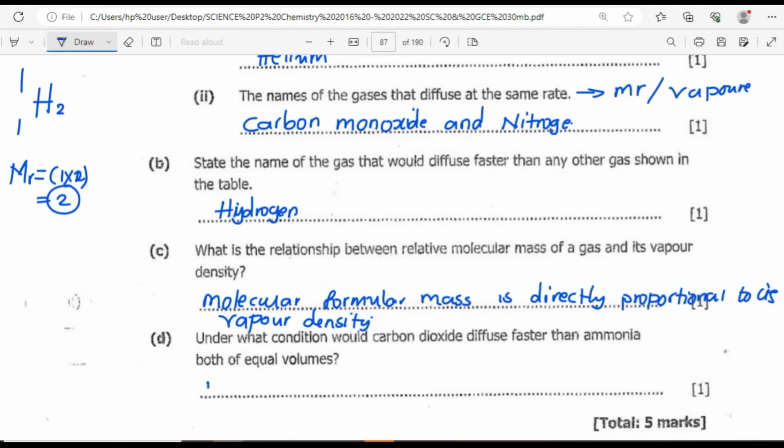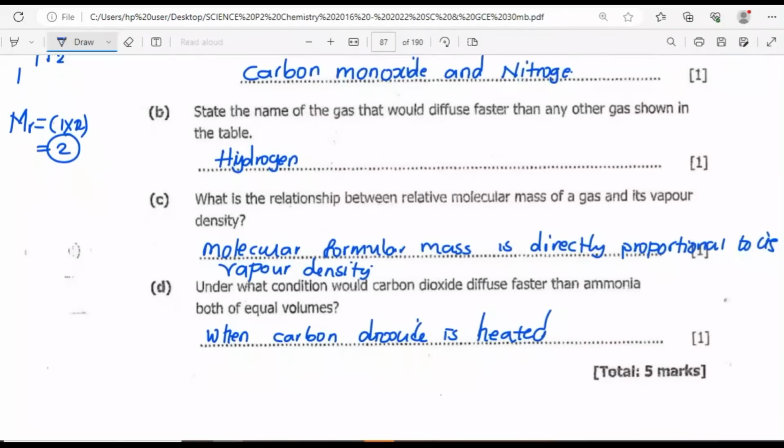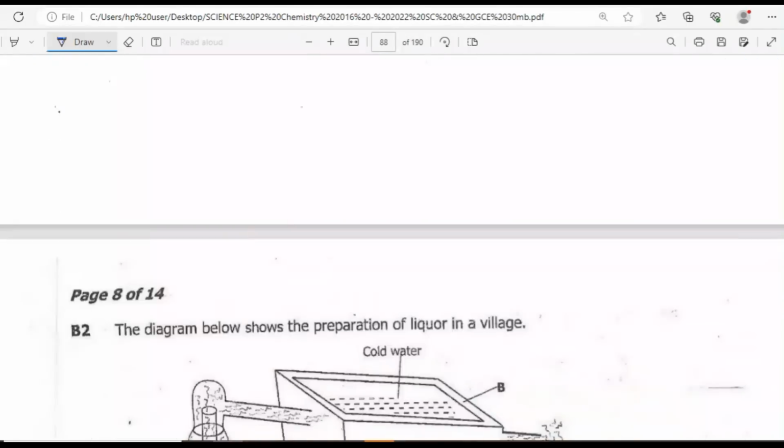Then under what condition would carbon dioxide diffuse faster than ammonia, both of equal volume? So when carbon dioxide is heated. The question is, how can you make something that is heavier than another substance diffuse faster than something that is lighter? You just have to heat. Whenever a substance or a gas is heated, it becomes lighter.